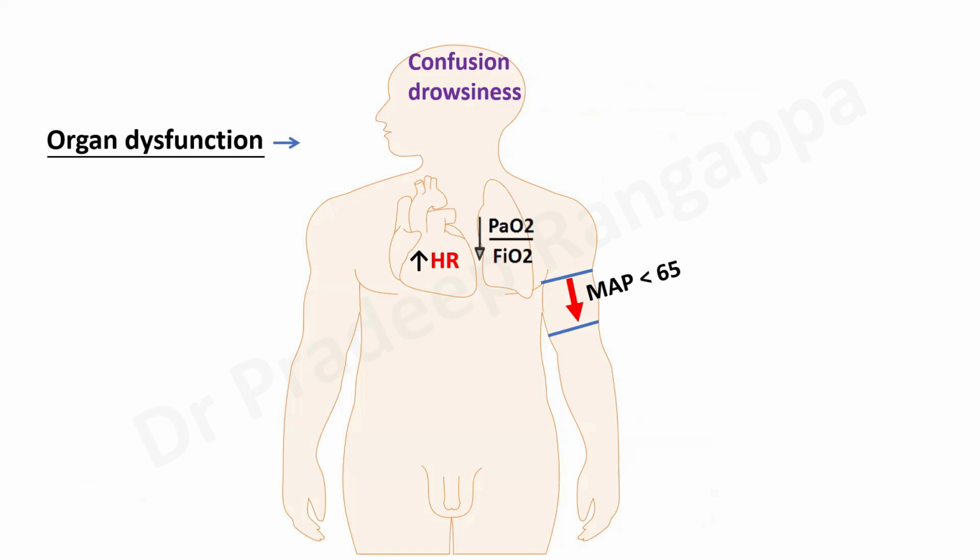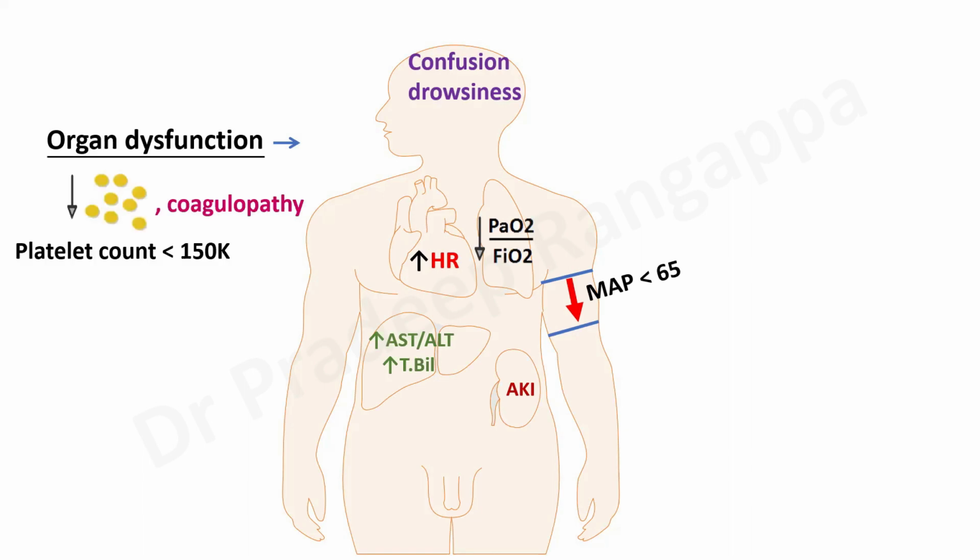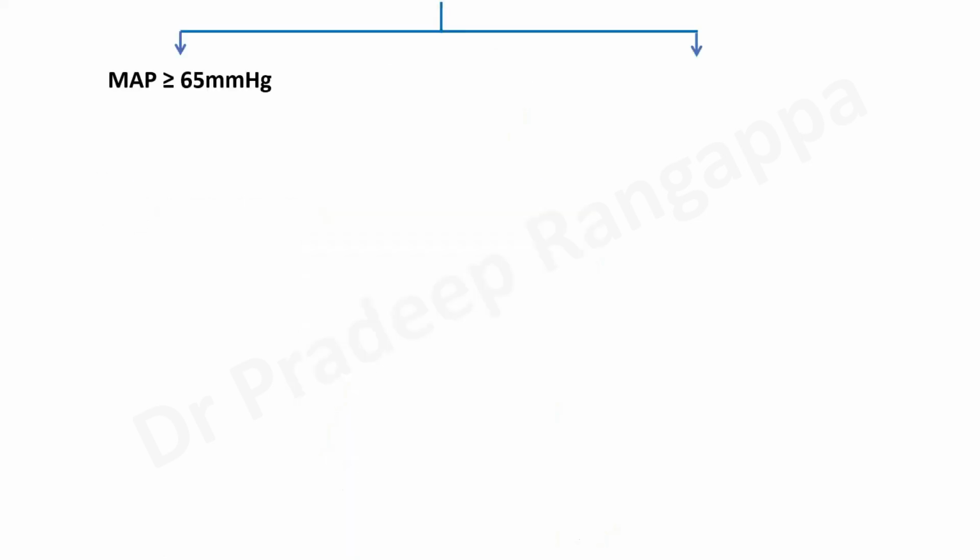If the lungs are involved, then the PaO2 by FiO2 ratio is reduced and they must be needing oxygen. Liver being affected is reflected with an increase in the liver enzymes and bilirubin. Acute kidney injury is when they have high creatinine or urine output coming down. In blood components, if they have low platelets or coagulopathy, platelets less than 150 is an organ dysfunction. So when we say life-threatening organ dysfunction, it can be obtundation, hypotension, someone needing oxygen, a high bilirubin, or acute kidney injury.